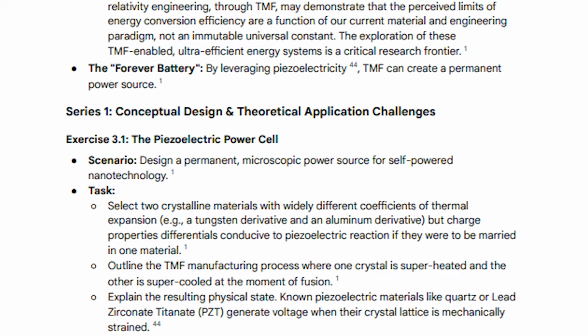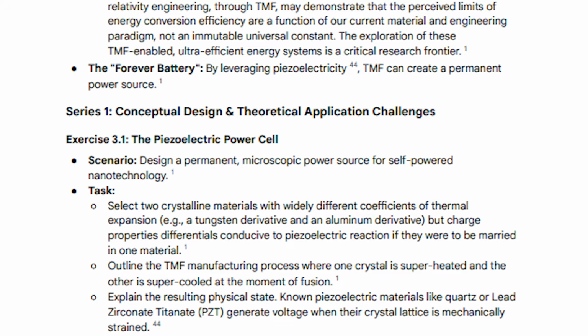Task. Select two crystalline materials with widely different coefficients of thermal expansion, e.g. a tungsten derivative and an aluminum derivative, but with charge property differentials that would produce a conductive piezoelectric reaction if they were married in one material. Outline the TMF manufacturing process where one crystal is superheated and the other is supercooled at the moment of fusion. Explain the resulting physical state.